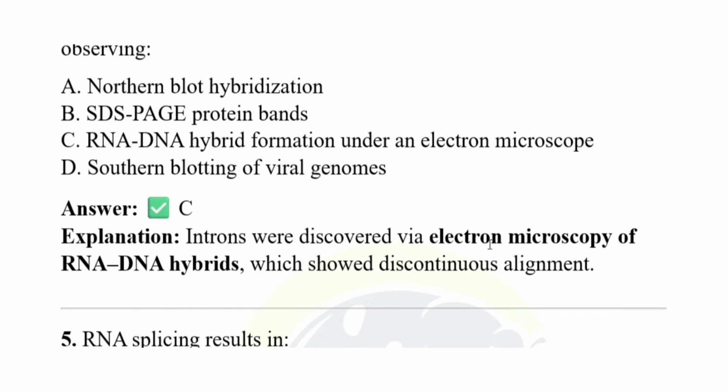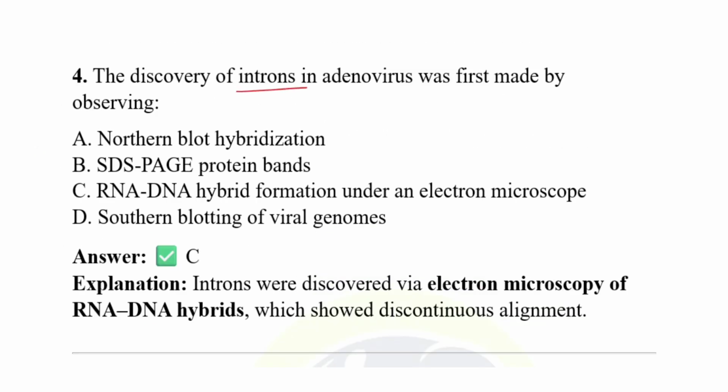Now moving on to the next question. The discovery of introns in adenovirus was first made by observing out of the following what? Northern blot, SDS page, RNA DNA hybrid, southern blotting of viral genome. It is obviously the RNA DNA hybrid formation under an electron microscope. So this is again a very important factual question which can be directly asked in your CSIR exam.